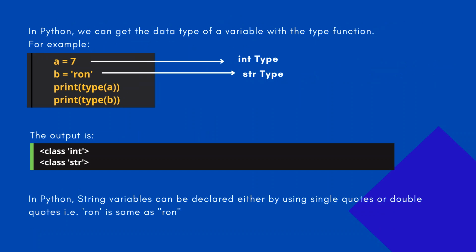Also in Python, we can get the data type of a variable with the type function. For example, in the given code sample, the type of a gives int class type and the type of b gives str class type, that means string class type. And in Python, string variables can be declared either by using single quotes or double quotes. That means ron with single quotes is the same as ron with double quotes.